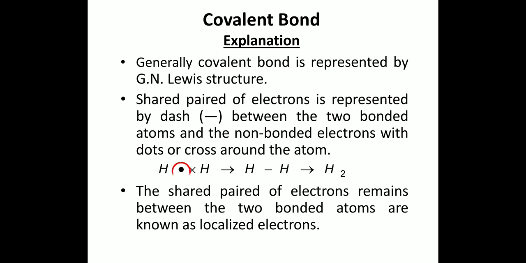You see that a hydrogen atom has one valence electron shown by a dot. When it makes a bond with the other hydrogen atom, they mutually share electrons, and its valence electron is shown by a cross. The single line between the two hydrogen atoms shows the bond formed between them by mutually sharing valence electrons. The shared pair of electrons that remains between the two bonded atoms is known as localized electrons.